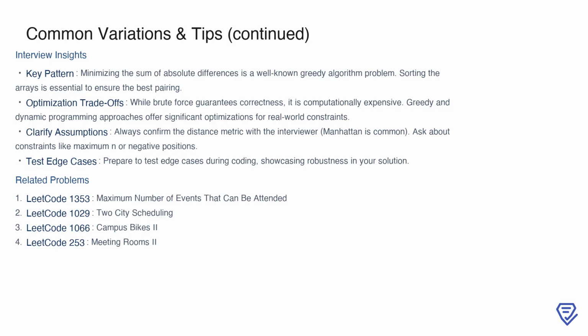During interviews, always clarify assumptions. For example, confirm with the interviewer that Manhattan distance is the required metric, as it's the most common. Additionally, ask about constraints such as the maximum value of n or whether negative positions are allowed. Testing edge cases is another crucial step. Demonstrating the ability to handle single student scenarios, identical positions, or other edge cases shows robustness and attention to detail, which interviewers value. Finally, studying related problems like two-city scheduling or campus bikes too can help you understand variations and deepen your problem-solving skills.